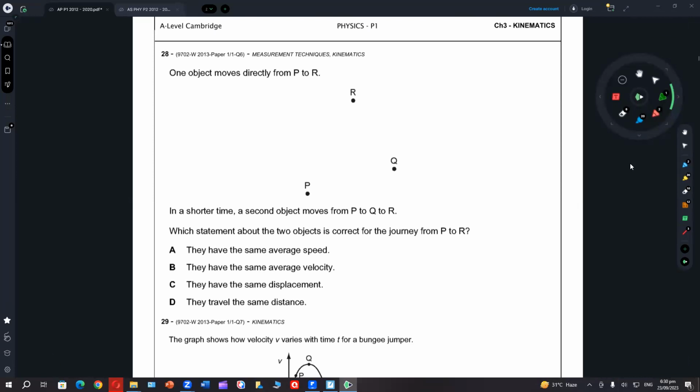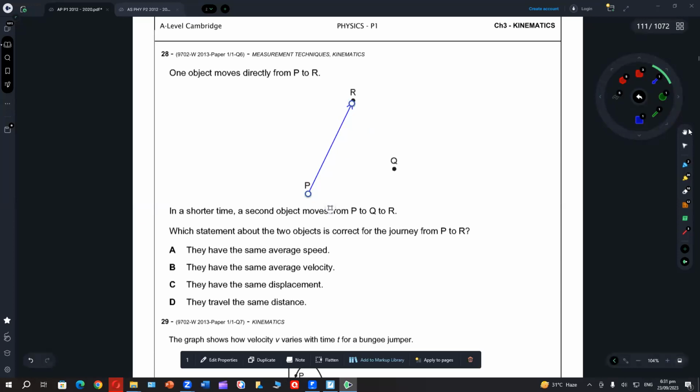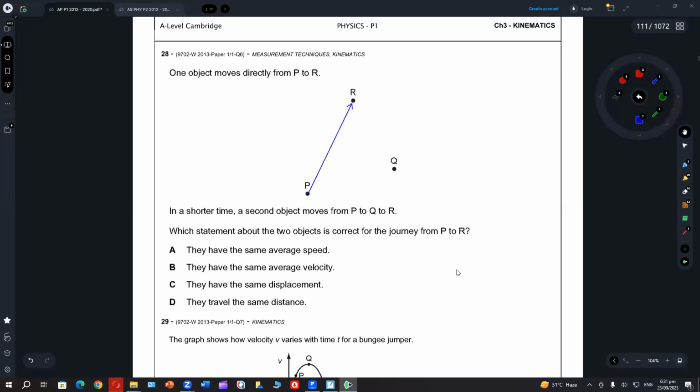One object moves directly from P to R. Let me simulate P to R. In a shorter time, a second object moves from P to Q to R. The second object goes P to Q and then Q to R.